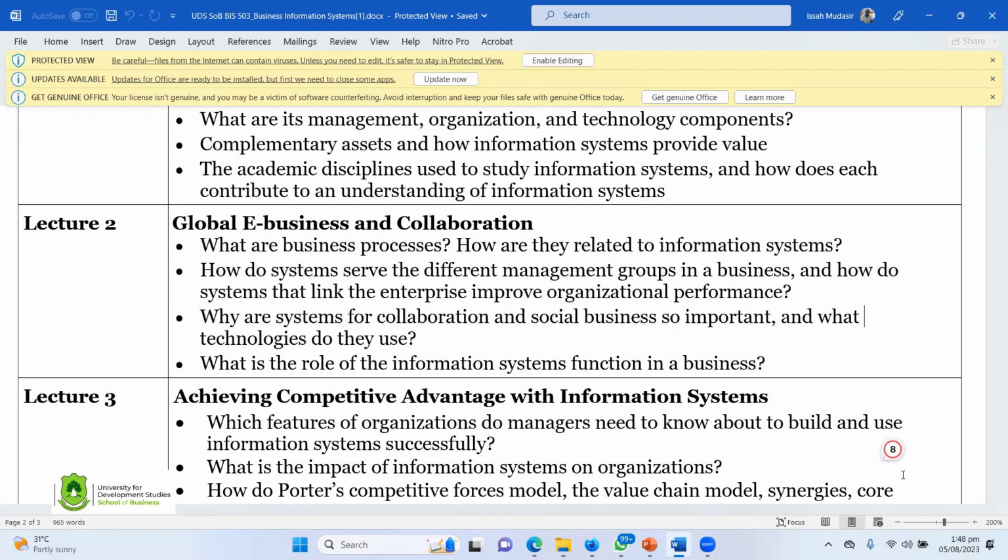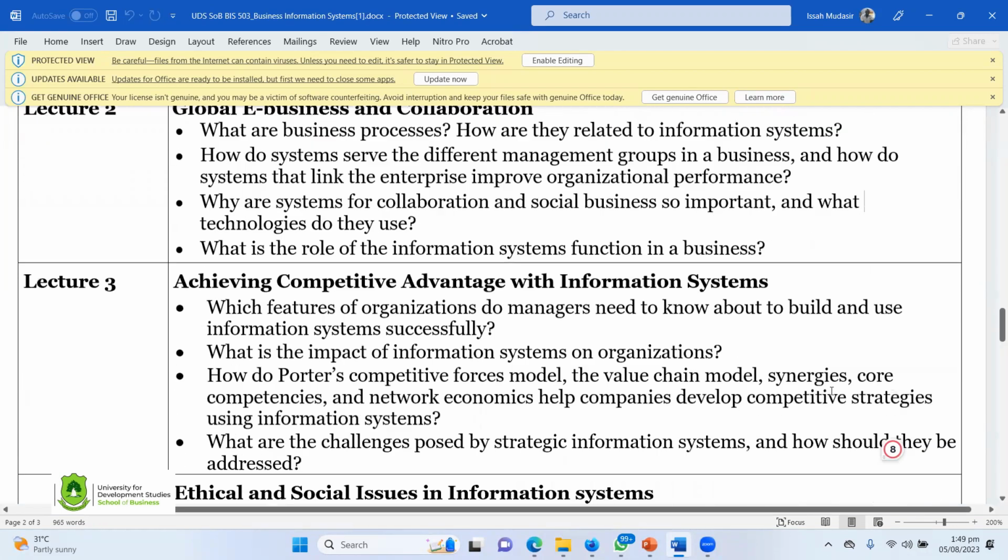So we'll look at the different management groups in a business and how the systems that link the enterprises can be used to improve organizational performance. Then we'll look at some systems for collaboration and social business. Then finally, we'll look at the role of information systems, the function of an information system in a business.